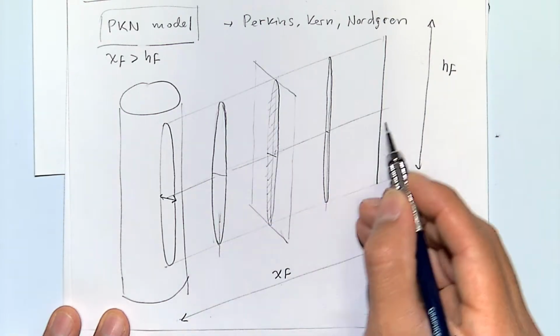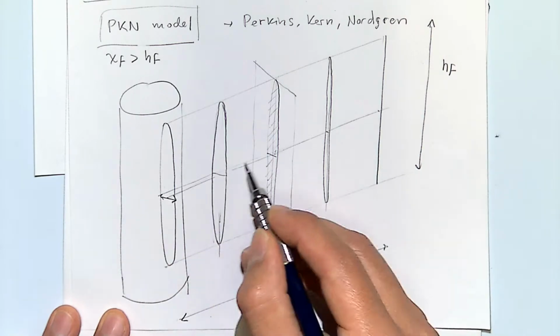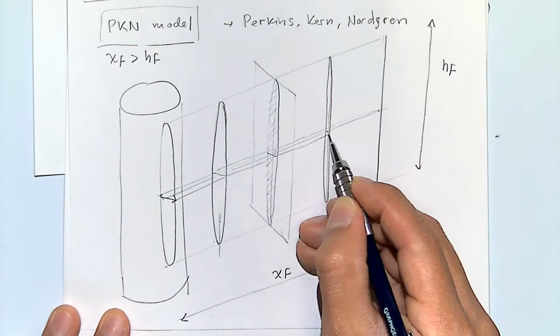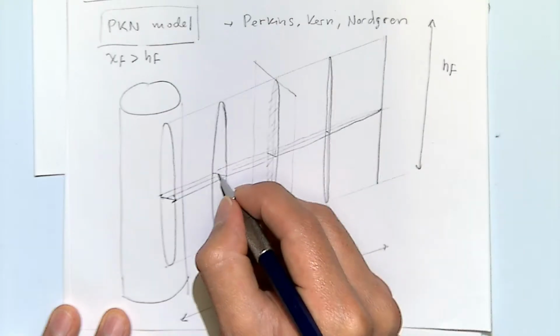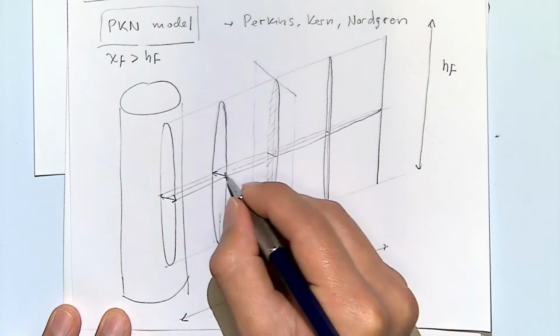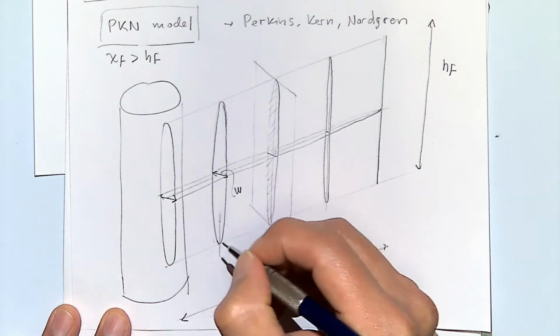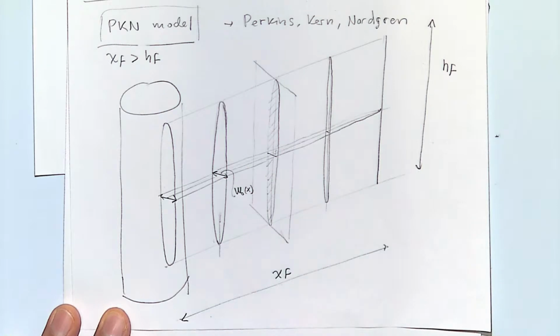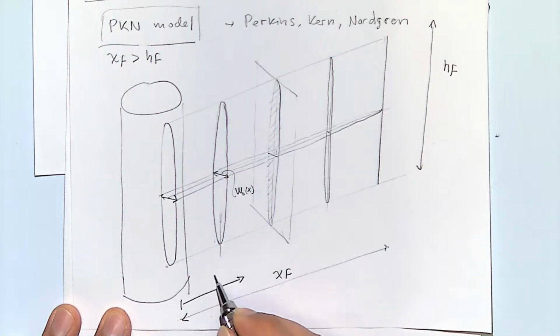I have to define here what the width will be. So the width of the fracture at the center of the fracture, that is what we're going to call W0 as a function of x, where x, coordinate x, starts somewhere over here.